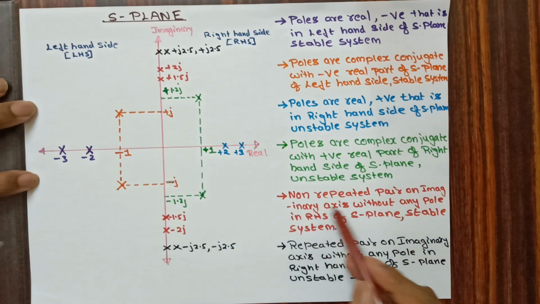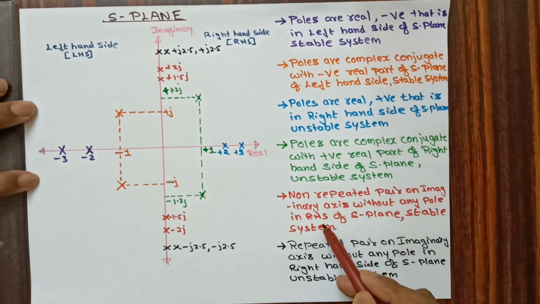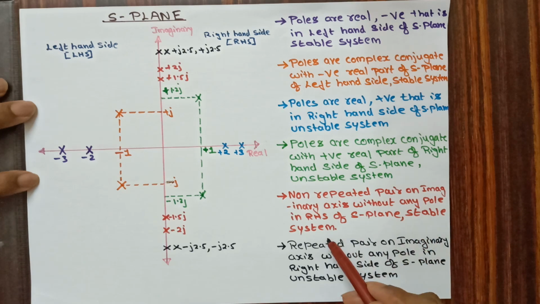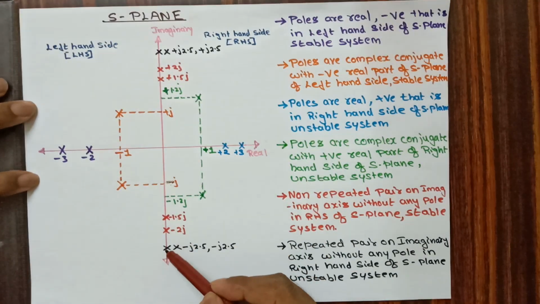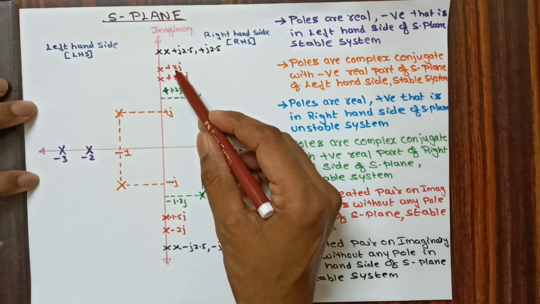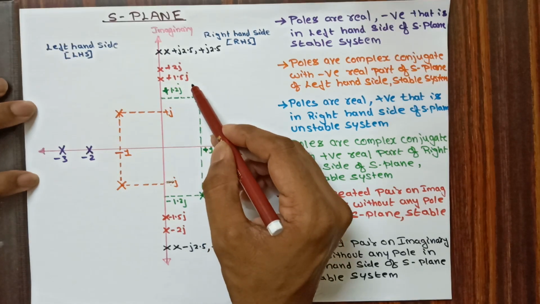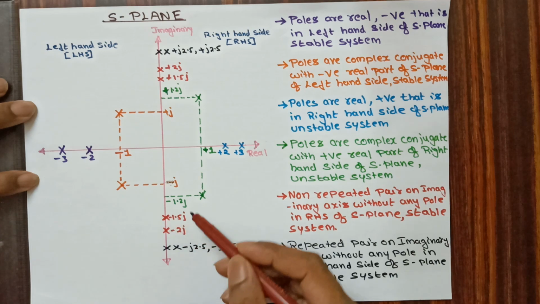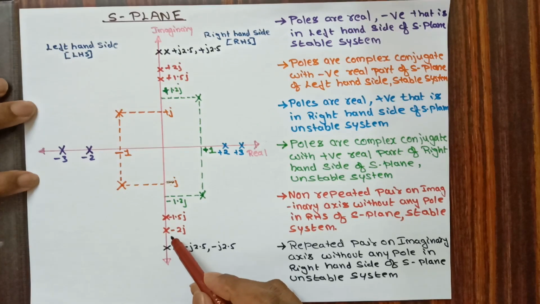Next, non-repeated poles on the imaginary axis without any pole in the right hand side of the S-plane is considered as stable system. You can see on the imaginary axis, I have shown 4 poles, that is one pole with a value of +1.5j and the other pole with a value of -1.5j, and third pole with a value of +2j, and fourth pole with a value of -2j.